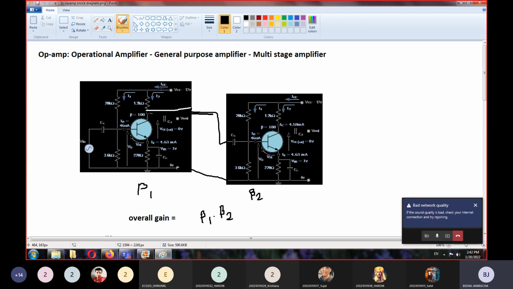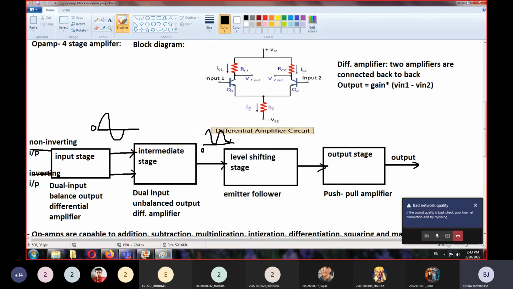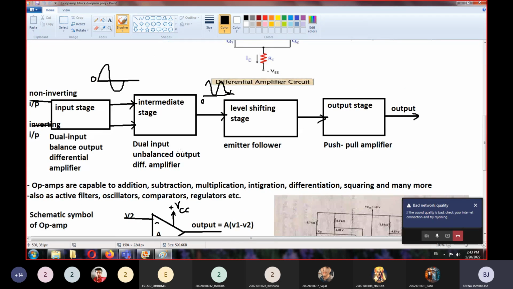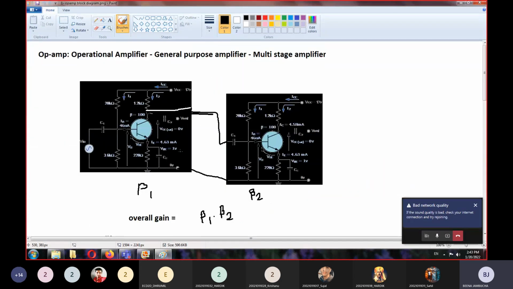As we can design an adder circuit, we can design a subtractor, a multiplier, a squarer circuit in digital electronics, also in analog electronics. We can design amplifiers, and many more applications are there, like oscillators, filters, comparators, regulators, etc. Right? And this is the reason they are known as general purpose amplifiers.